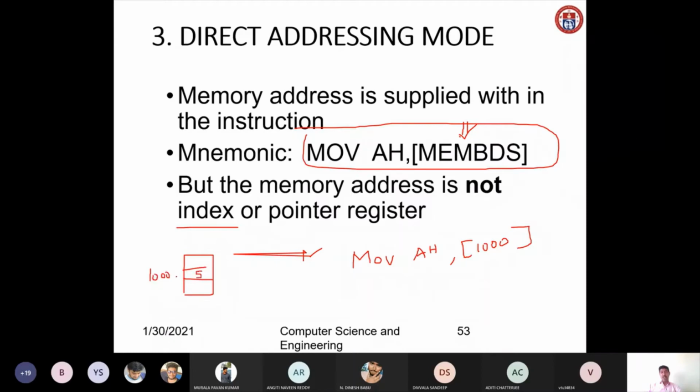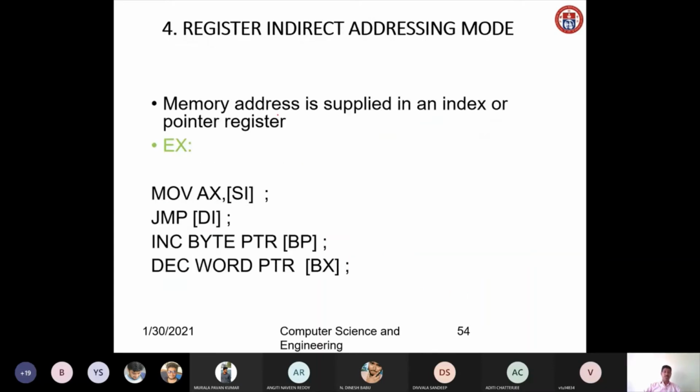Assume that I have a value 5. That 5 will be moved into AH. Now the value of AH is 5. This is your direct addressing mode. Direct addressing mode means the memory address is supplied within the instruction. Then register indirect: register indirect means the memory address is supplied in an index or pointer register.